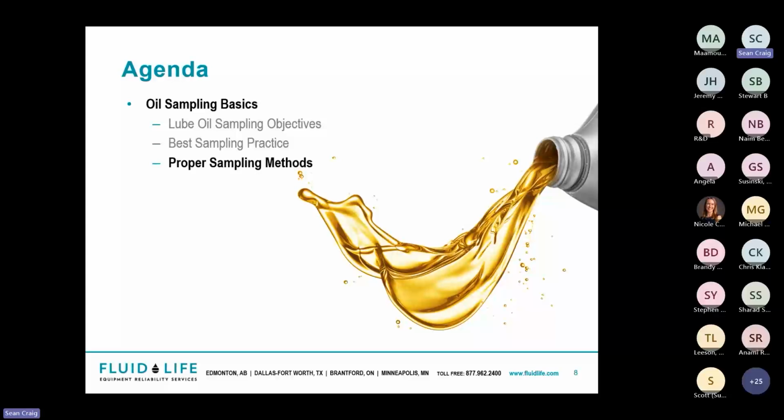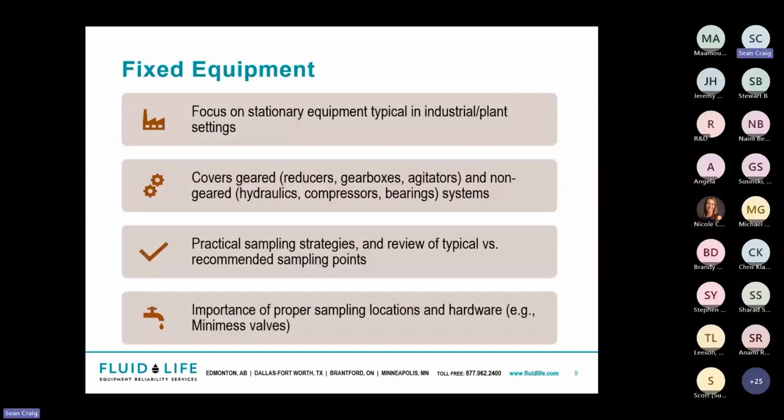So now quickly jumping over to proper sampling methods. Today's focus is on best sampling practices, obviously for fixed equipment, which I'm just going to say is commonly found in plant and in industrial settings. Like I said, these tend to be stationary, bolted, mounted in place: gearboxes, reducers, hydraulic units, compressors, et cetera, et cetera.